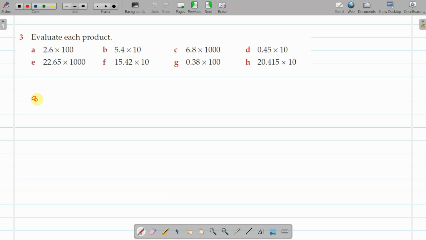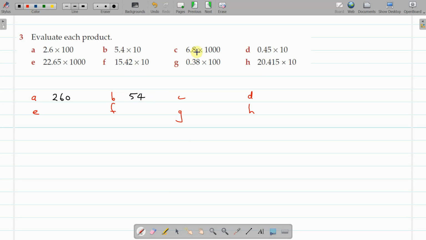Okay, let's do these. I'll just set up E, F, G and H. 2.6 times 100. Decimal point 2 places to the right. 1, and then we need another one, so that's 260. Times 10 for 5.4. 1 decimal place, puts it there. And in fact we don't need it anymore.